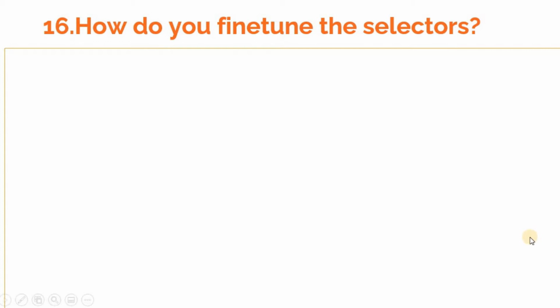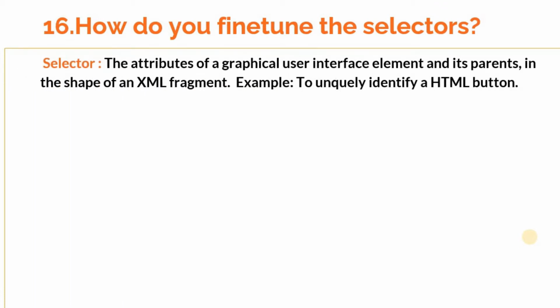Question number 16. How do you fine tune the selectors? First of all, what is a selector? Technically, the definition is: a selector is the attribute of a graphical user interface element and its parents in the shape of an XML fragment. In layman's terms, the selector is a string of characters used to identify objects on the screen. The selector is one of the properties of UI activities and has an XML format.